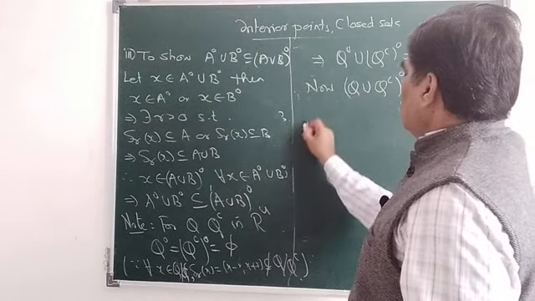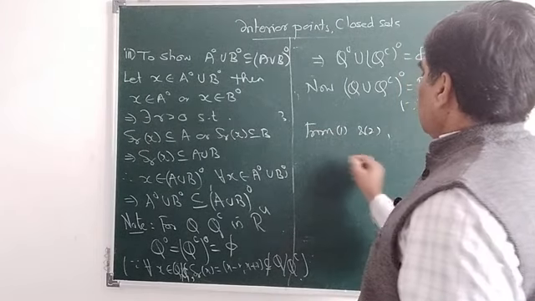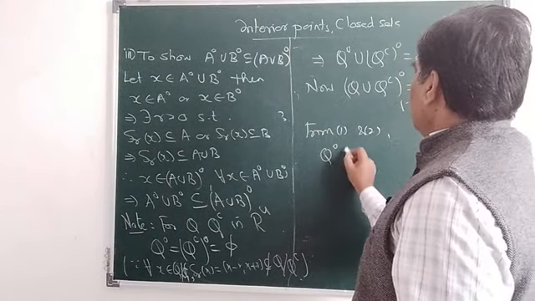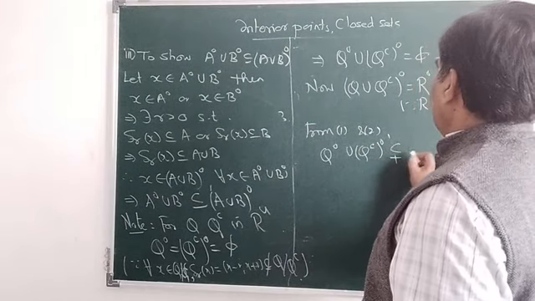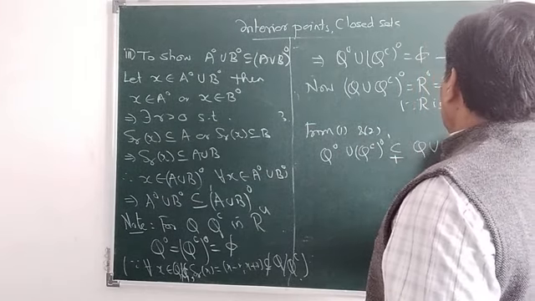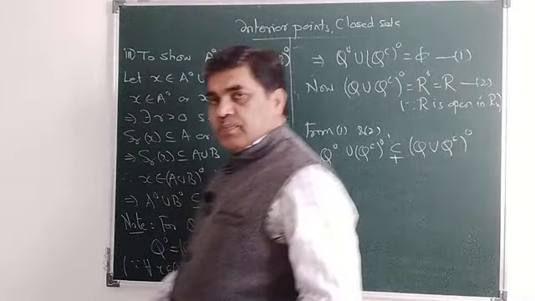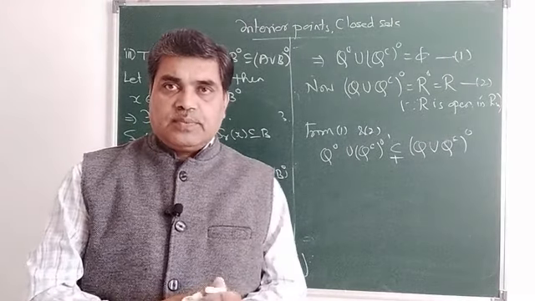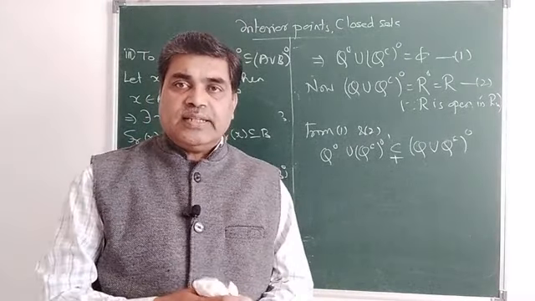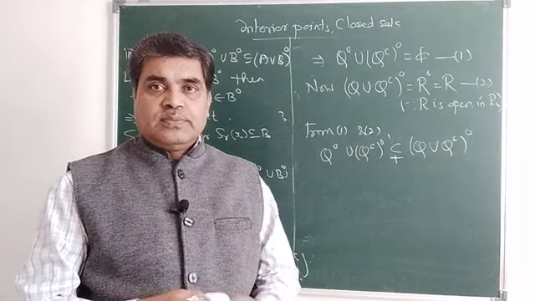So from 1 and 2, (Q interior) union (Q complement interior) is a proper subset of (Q union Q complement) interior. So equality doesn't hold for union for the interior concept.